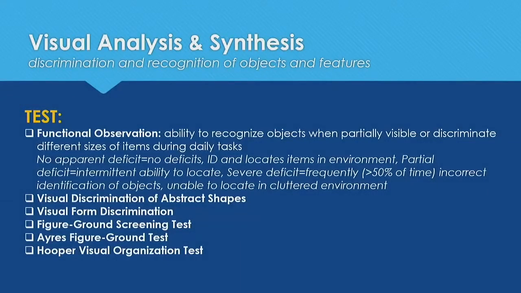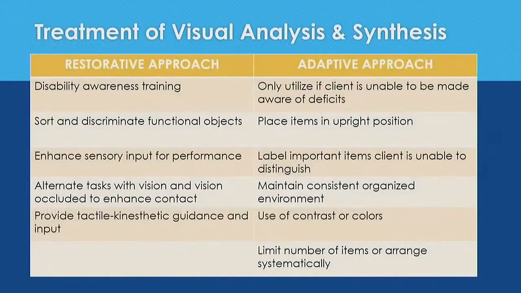So a test for that would be to look at if they can see different abstract shapes. Can they see something in a junk drawer or an I Spy game? If they have intermittent ability, of course, they have a partial deficit. And if they're missing things 50% of the time, then they have a pretty severe deficit. And there are some formal tests, the Hooper Visual Organization Test and the Ayers Figure Ground Test.